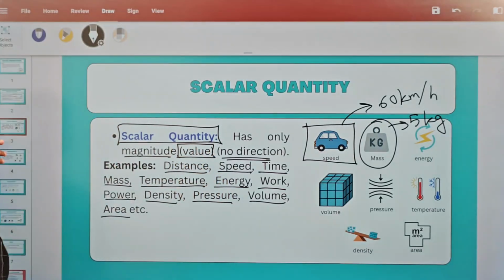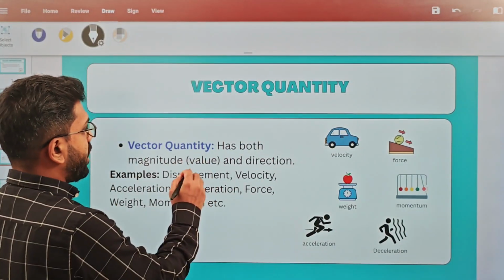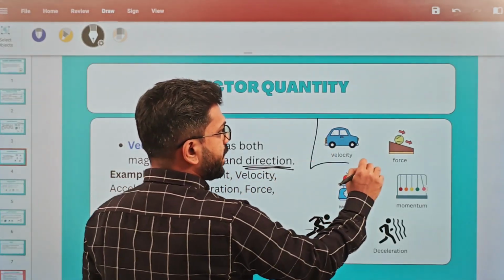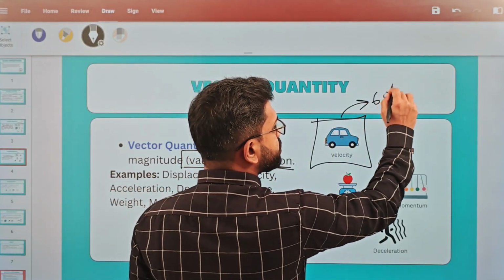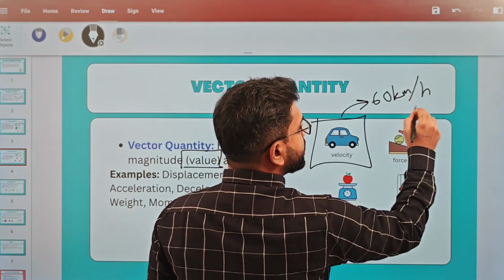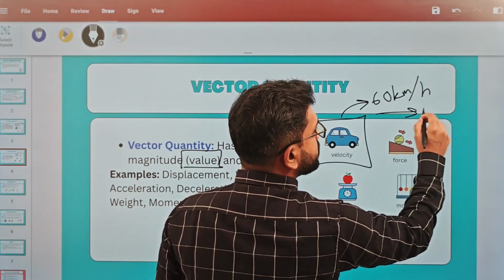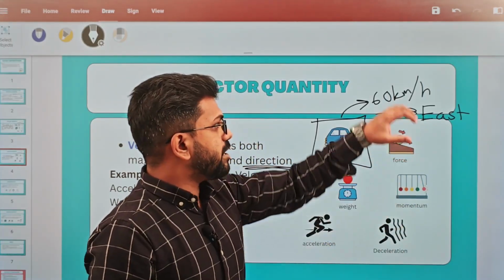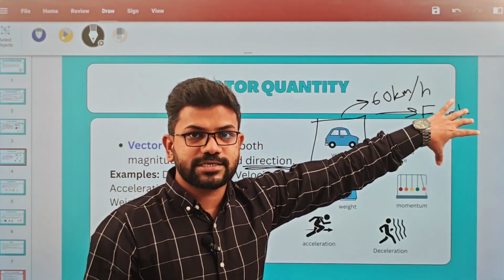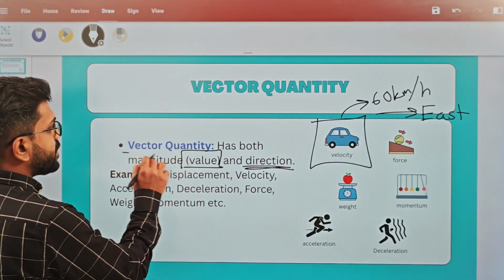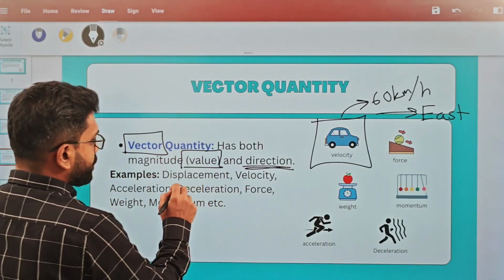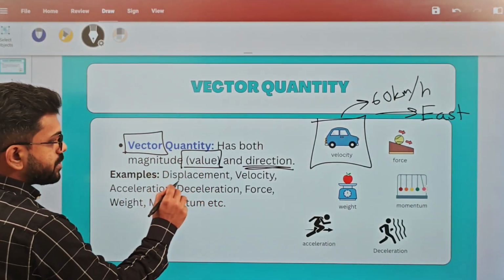Okay. On the other hand, vector quantities have value and direction. Let's say again this car has 60 kilometers per hour speed, but you're saying that this is moving towards east. Okay, you're giving it a direction. If something has value and direction, that kind of quantity is basically a vector quantity. Okay, so again, let me walk you through some examples.